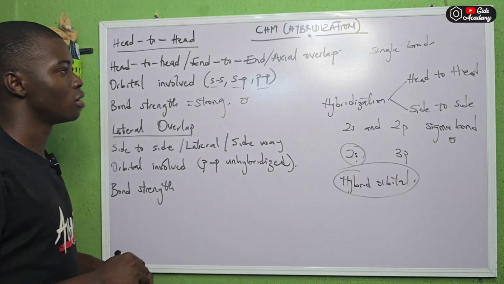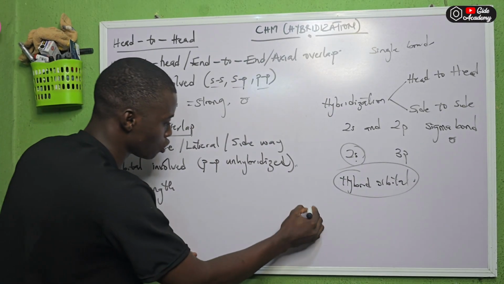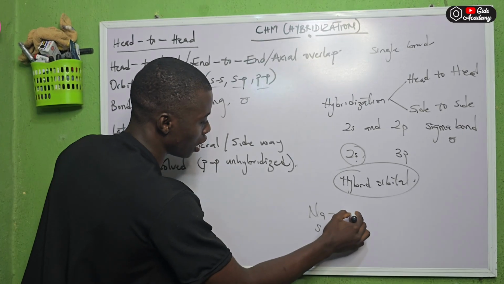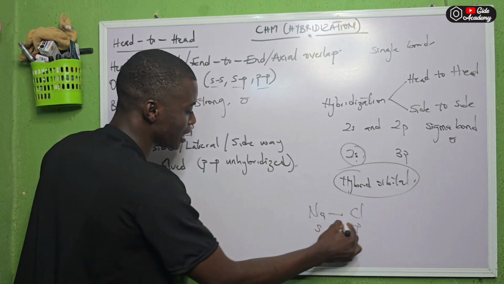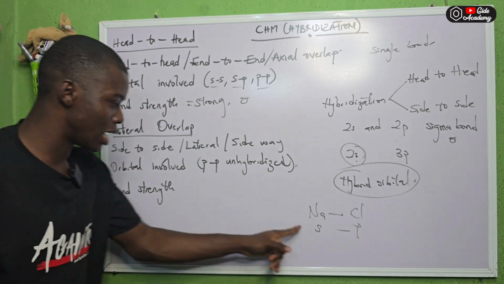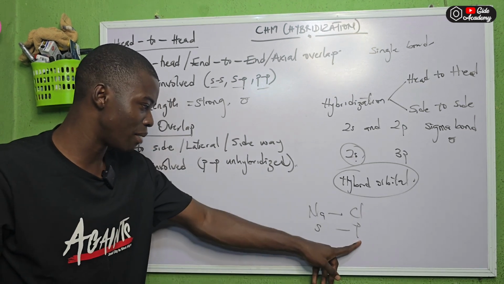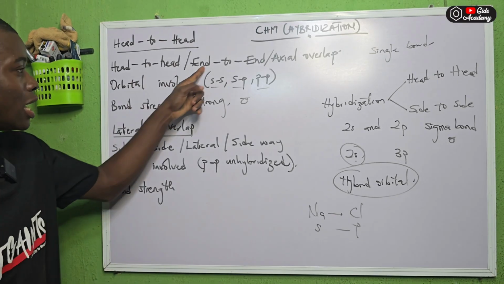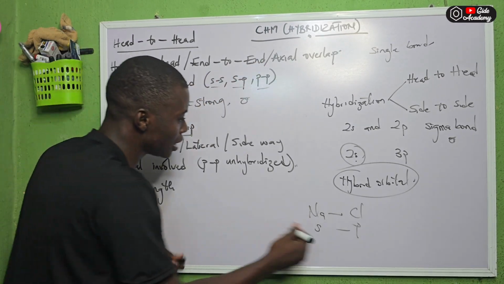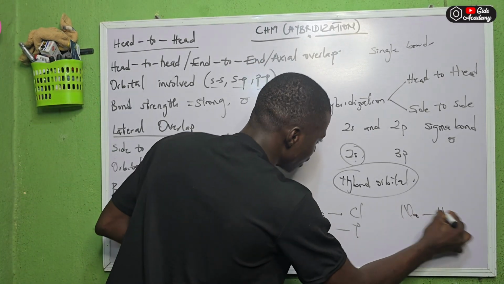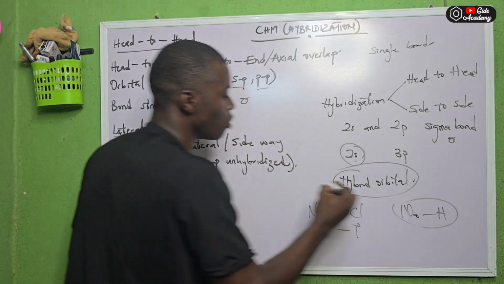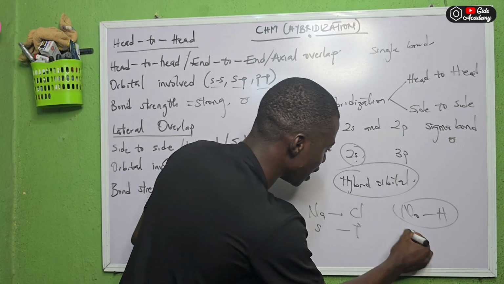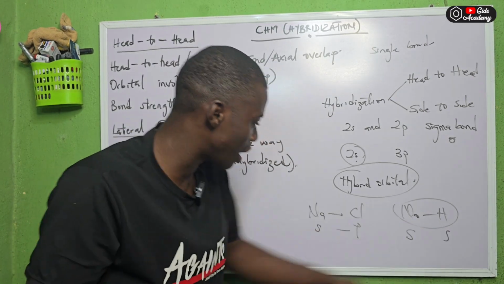Let's say, for example, a group 1 element, sodium, which is an s block element, blends with chlorine, which is a p block element. This is s to p hybridization, and the kind of overlapping that takes place here is head-to-head, end-to-end, or axial overlap. Or let's say sodium bonding with hydrogen to form sodium hydride. Here is s, here is s, so this is s to s hybridization.